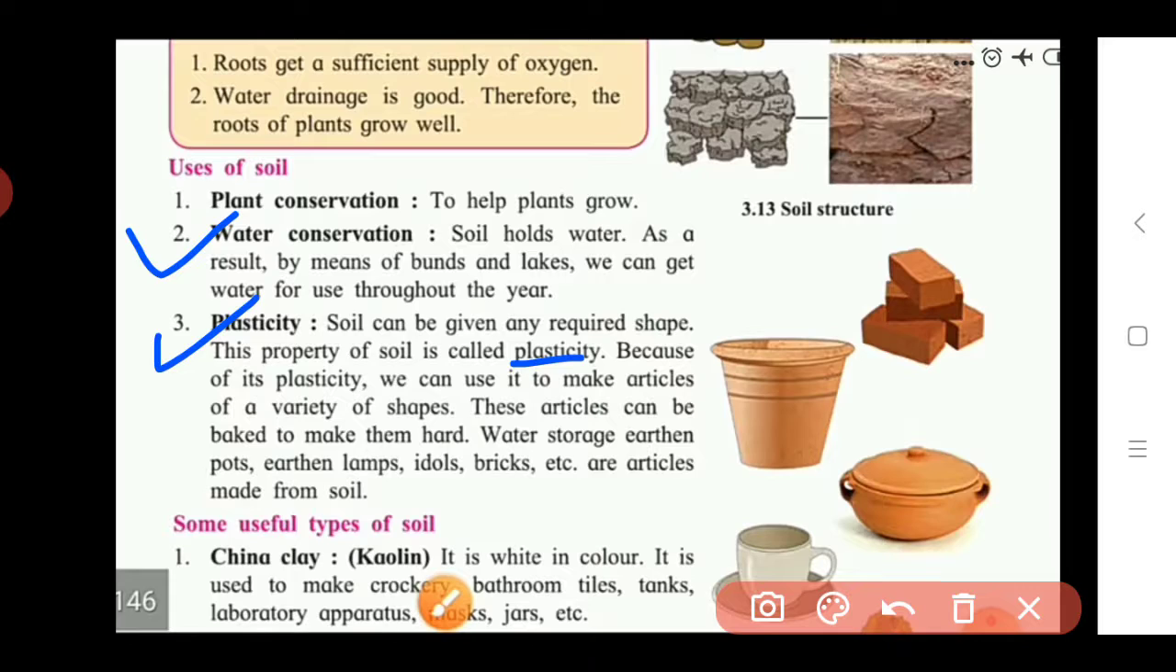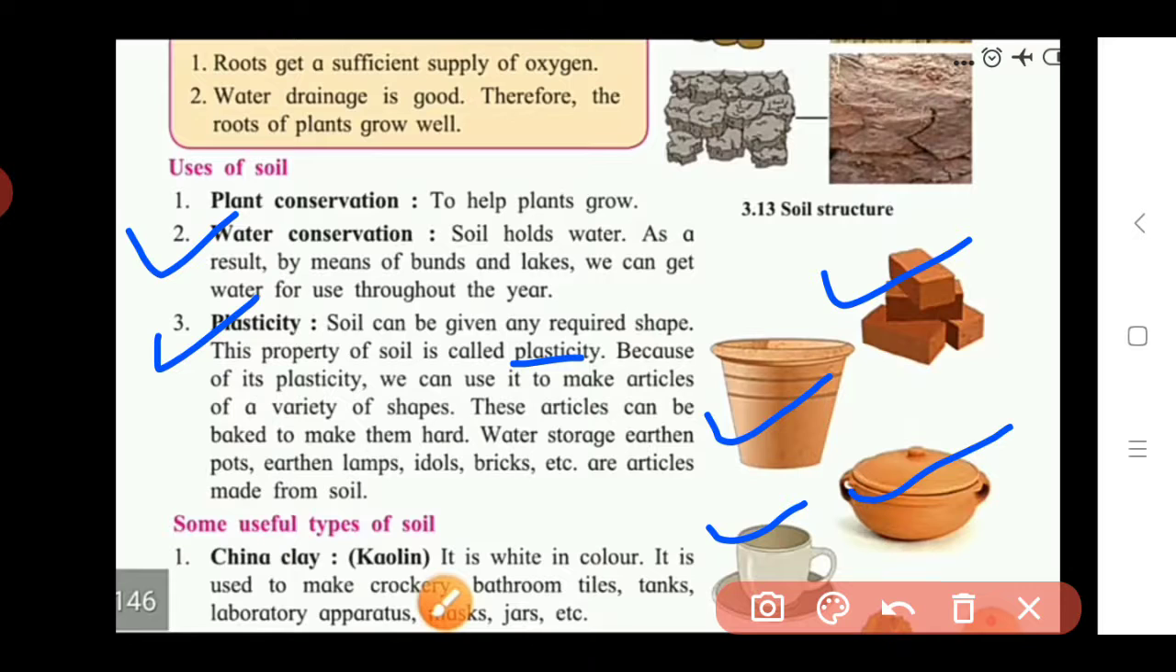If we see some examples, there are bricks, and the earthen pot in which we keep or grow plants in our balcony. Okay. Also we make some utensils like this tea cup. So in this way we can make various types of articles of various shapes due to the plasticity of the soil. So these articles can be baked to make them hard.